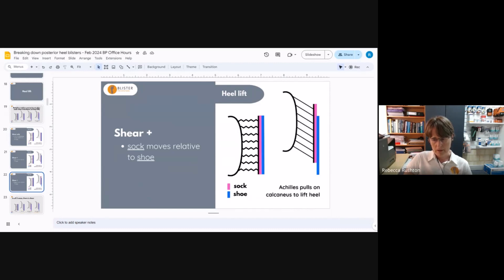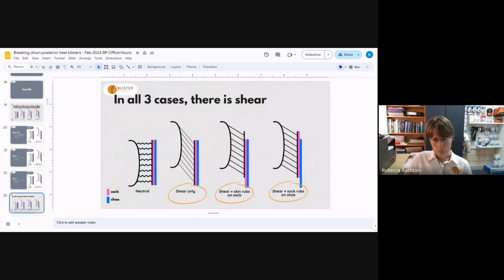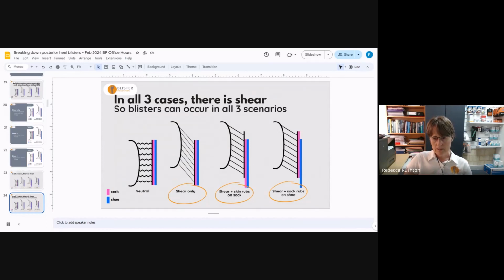So if we have a look at them all on that single slide again, in all three cases, we have soft tissue shear deformation. So blisters can occur in all three scenarios. Rubbing on the skin only happens in one of these scenarios.